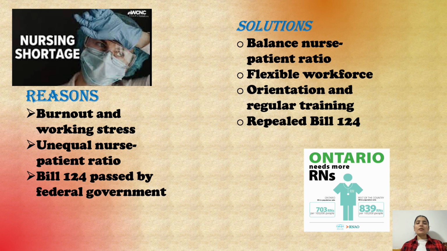The second one is a flexible workforce. This policy should be implemented in the hospital because it helps to unclog the healthcare system in case of emergency. The third one is orientation and regular training. It should be promoted because it helps to enhance confidence as well as provide knowledge about the organization. The fourth one is to repeal Bill 124. It should be repealed in Ontario as quickly as possible.